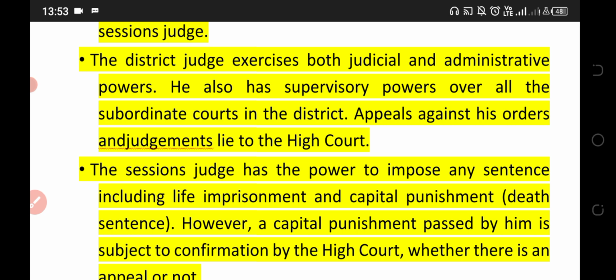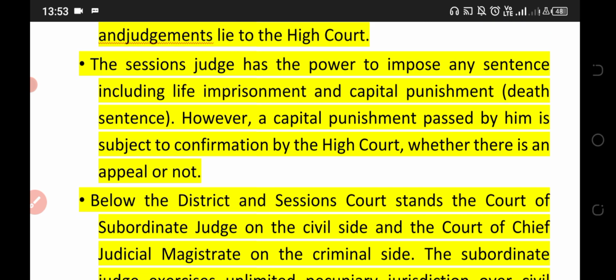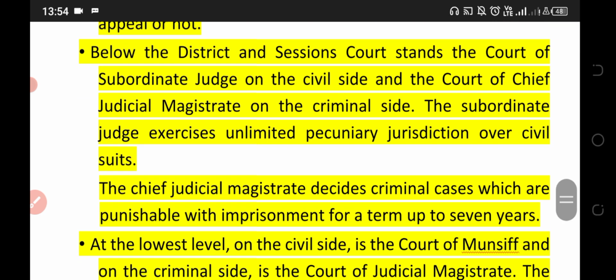District judges exercise both judicial and administrative powers. He also has supervisory powers over all the subordinate courts in the district. Appeals against his orders and judgments lie to the high courts. The session judge has the power to impose any sentence, including life imprisonment and capital punishment, the death sentence. However, a capital punishment passed by him is subject to confirmation by the high court, whether there is an appeal or not. Below the district court and session court stands the court of subordinate judge on the civil side and the court of chief judicial magistrate on the criminal side.